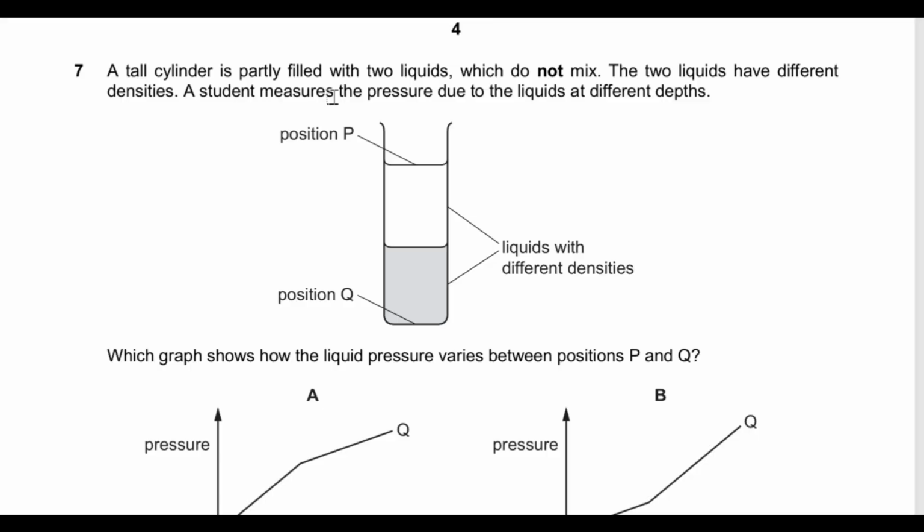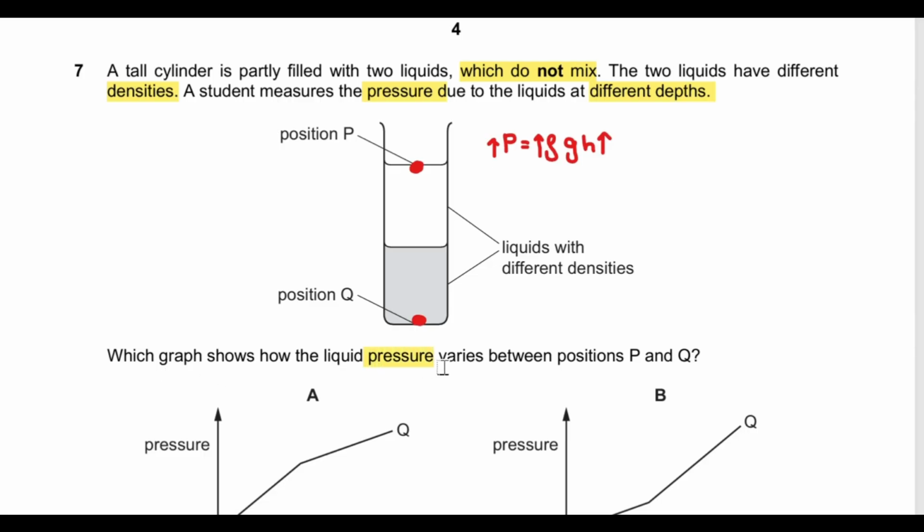Question number 7 says a tall cylinder is partly filled with two liquids which do not mix. The two liquids have different densities. A student measures the pressure due to liquid at different depths. We will study the change in pressure of the object from position P to position Q. The pressure has the equation rho g h. H is the depth. When depth of the object increases, the pressure increases, and rho is density. When the density of the liquid increases, the pressure increases.